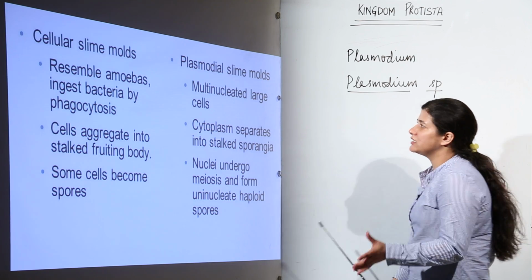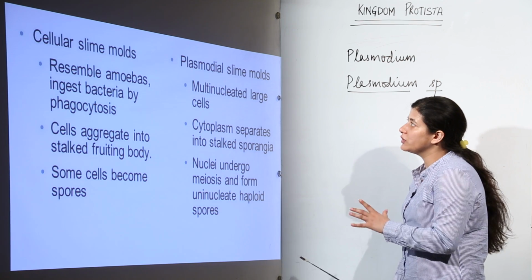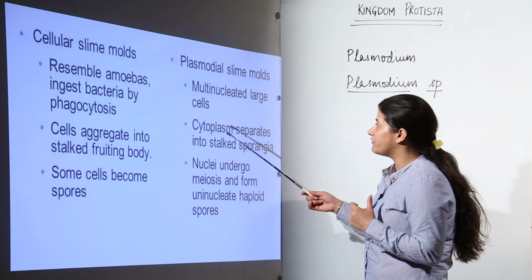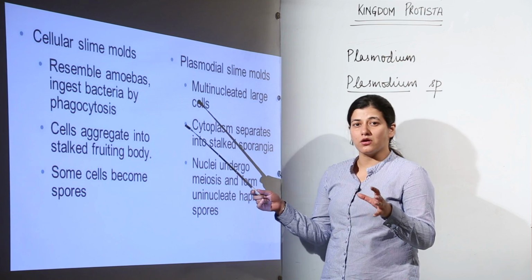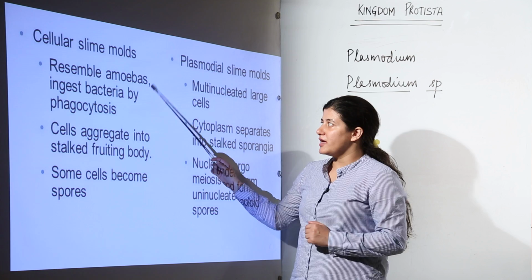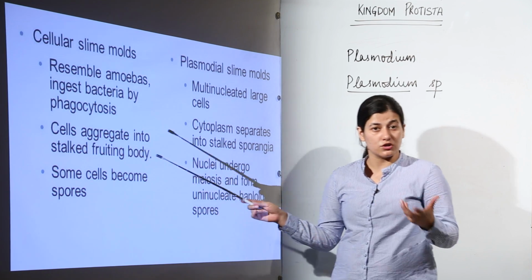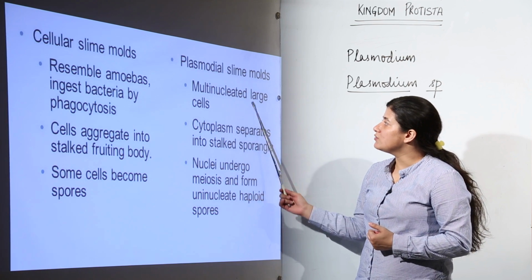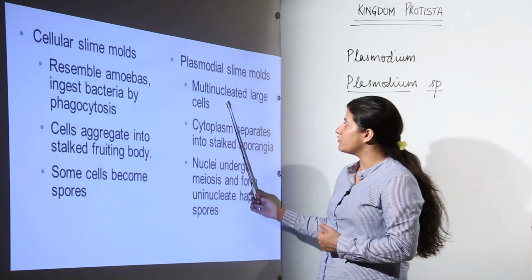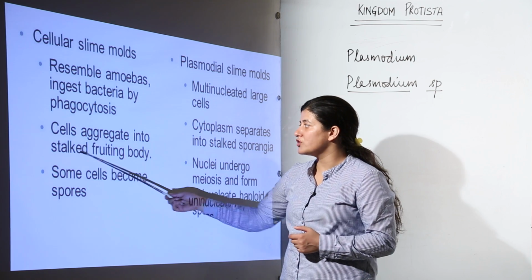Now we are going to see the difference between the cellular forms and the acellular forms, and over here we are going to use the term plasmodial for the acellular ones, which were aggregates of several nuclei, where the unicellular organisms worked as multicellular ones. Now they resemble amoebas, they ingest bacteria by phagocytosis, that means the mode of nutrition would be heterotrophic. They have multinucleated large cells. So the first difference is that they would be amoeboid in shape, they would be large cells and they would be multinucleated. The cells aggregate into stalked fruiting body.